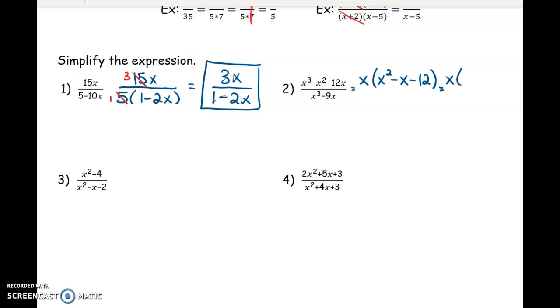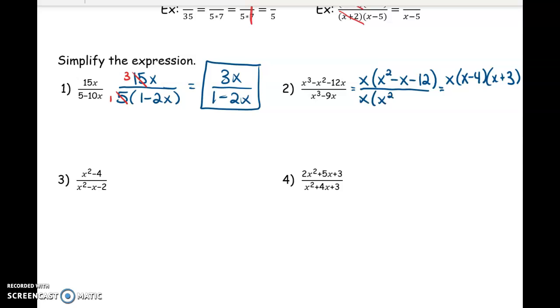So I've got my GCF, and then I know that can be factored into what two numbers multiply to negative 12 and add to negative 1? x minus 4, x plus 3. So now I've factored the numerator all the way. I'm going to do the same thing to the denominator. From the denominator, there's a GCF of an x.